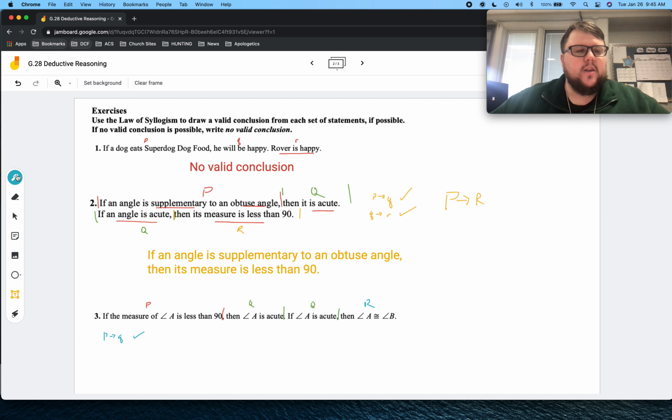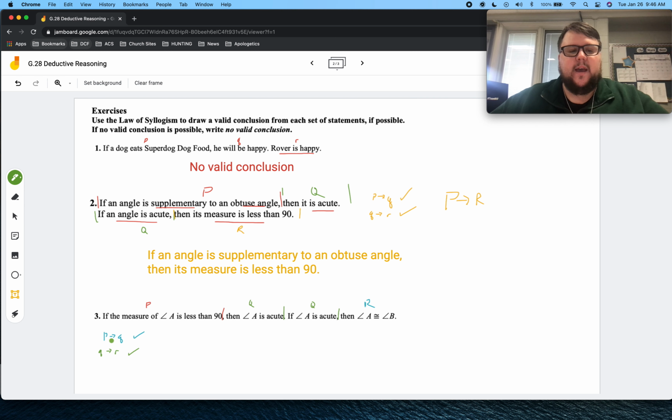Now we're going to have to look at Q implies R. So if angle A is acute, then angle A is congruent to angle B. We don't have anything that tells us that that can't be true. So this is a statement telling us if angle A is acute, then angle A is congruent to angle B. We've already been told angle A is acute. So now the conclusion is angle A is congruent to angle B. So we have to say that that is a true statement.